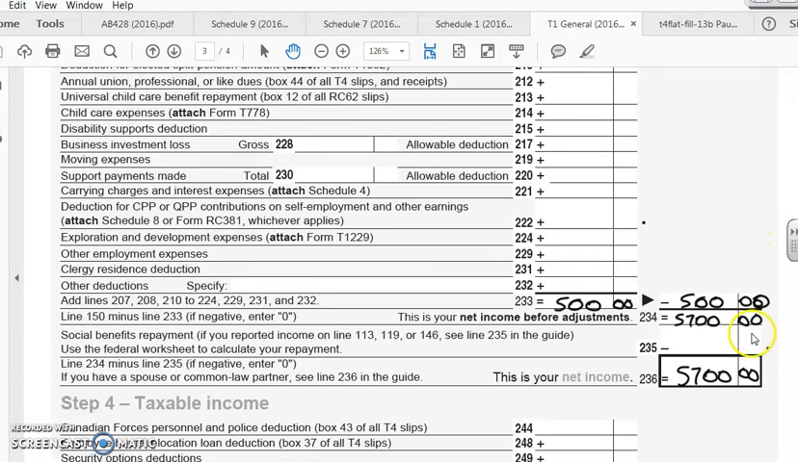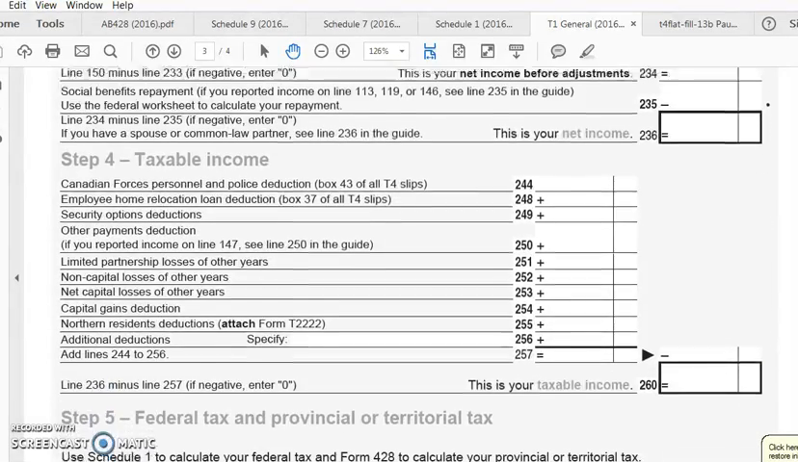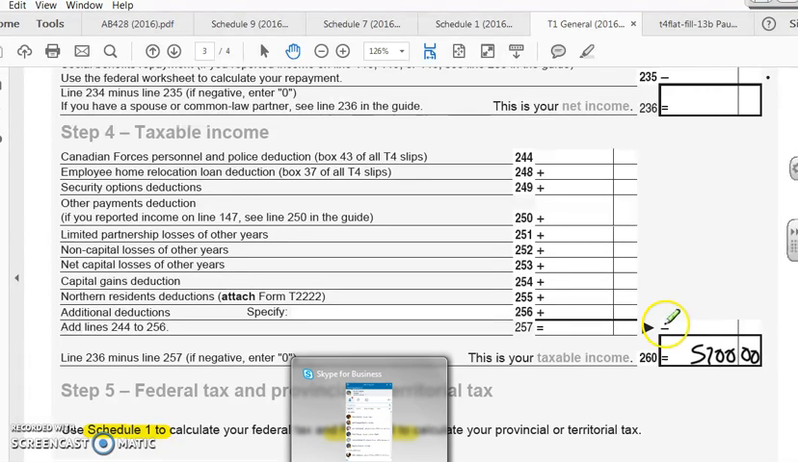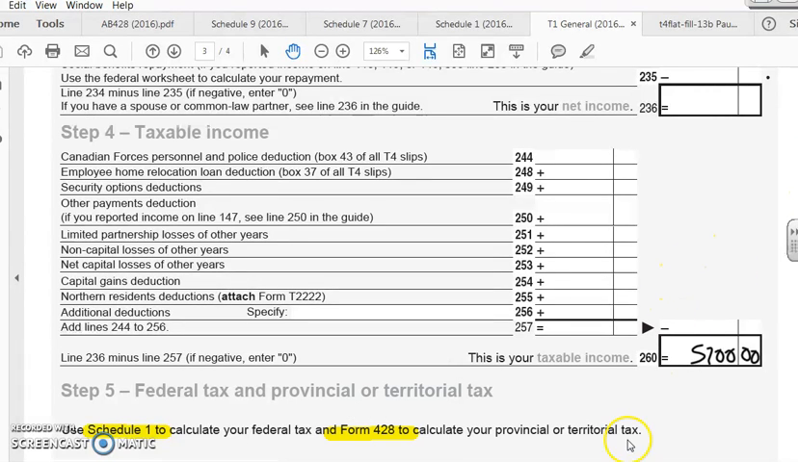Okay. We see that all these other possible things that could be considered as taxable income are here, none of which applied to Paul, and so this becomes $5,700, and I made a little mistake there. $5,700 is what we do, and we see our next step is to complete a Schedule 1 and a 428 form in order for us to run some calculation.